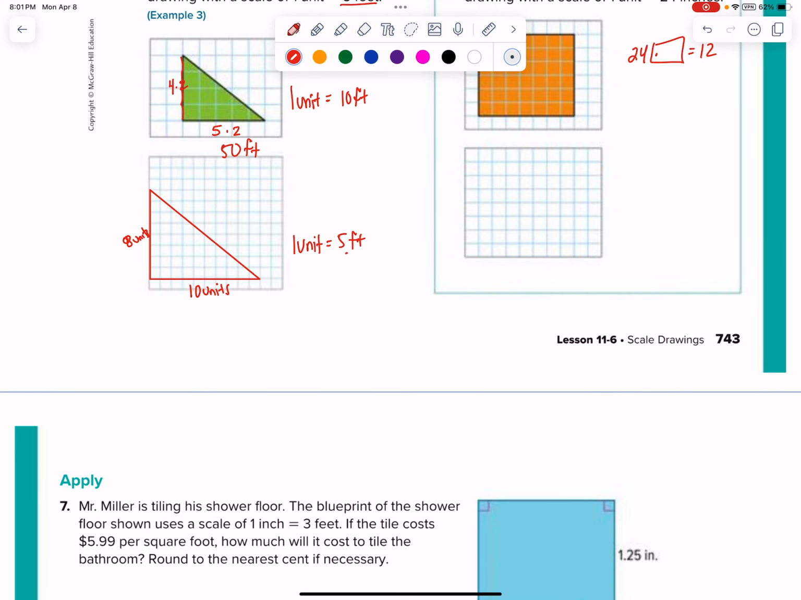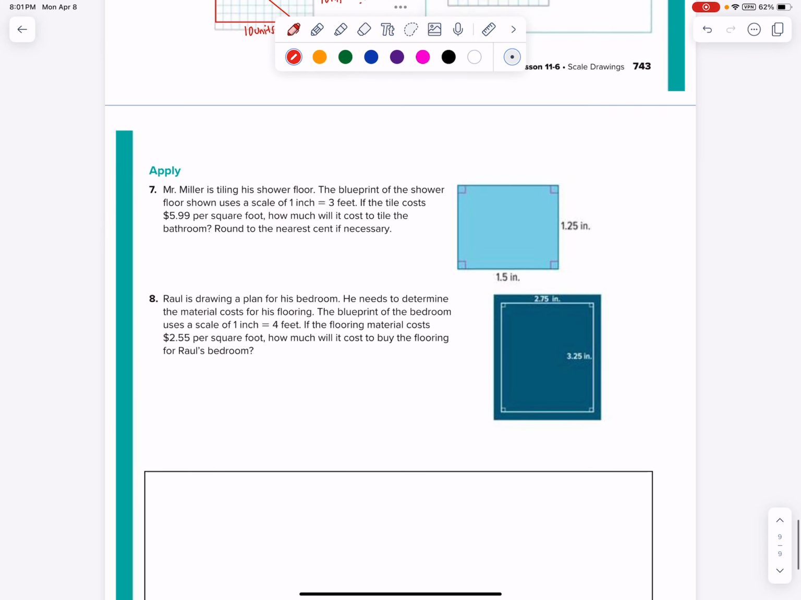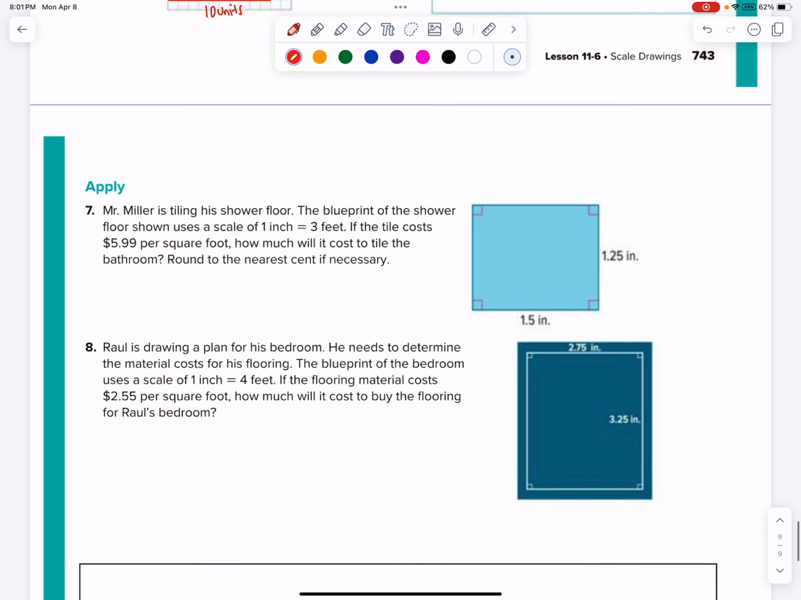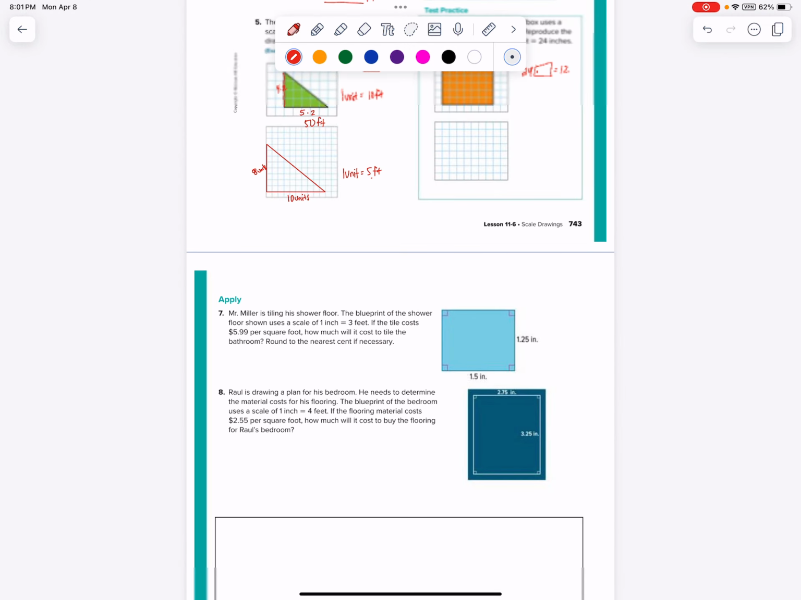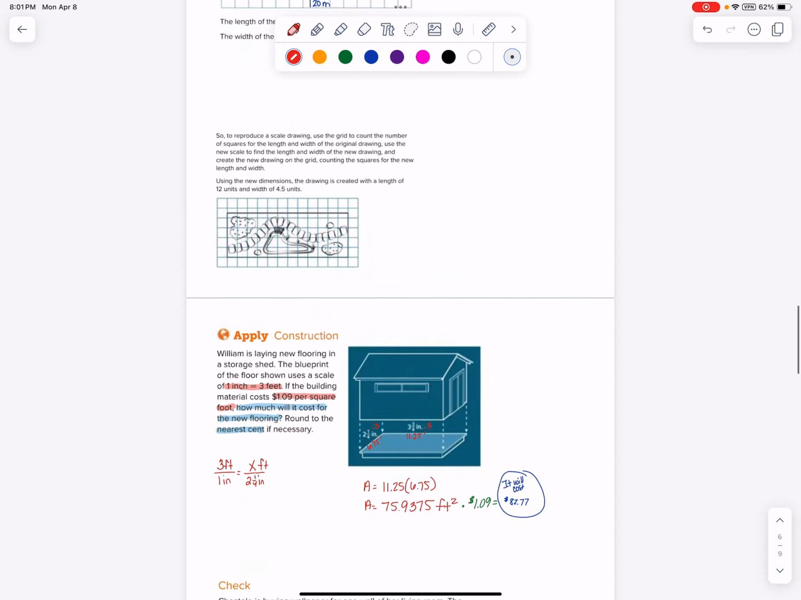Okay, all right, your apply is the same that we did before, okay, with calculating the area and the cost per square foot. Okay, so that's something I think you can mess with and play with, and you have lots of workspace room. So go ahead and work on that. Let me know if you need help.